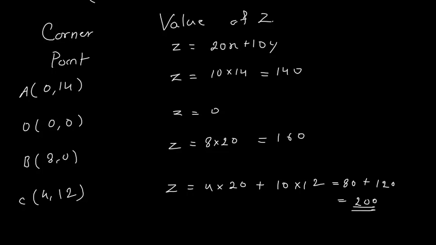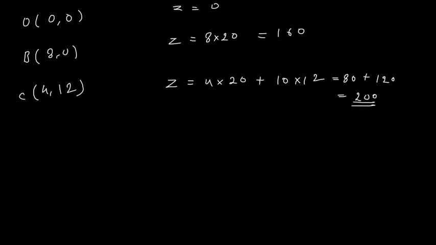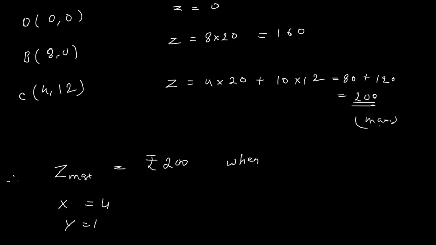Now out of this, what is the maximum value? 140, 0, 160, 200. 200 is the maximum value. So I will say that therefore z max, or maximum profit, is rupees 200 when x is 4 and y is 12. X is tennis racket. So when we manufacture 4 tennis rackets and 12 bats, then we have maximum profit, and that maximum profit is rupees 200.